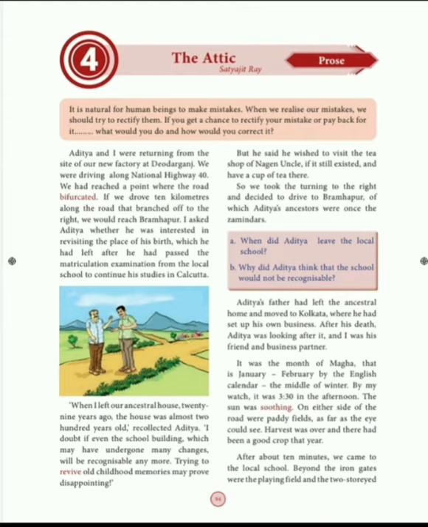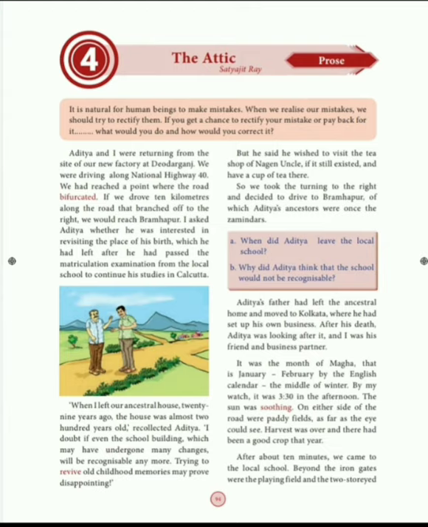So when the story opens, Aditya and Satyajit Ray were traveling in their car. They went to Deodran, and from there they were returning to their place, Calcutta. They were driving along the national highway. Who were traveling in the car? Aditya and Satyajit Ray. They visited a work site, and from there they were traveling to their native place, Calcutta.